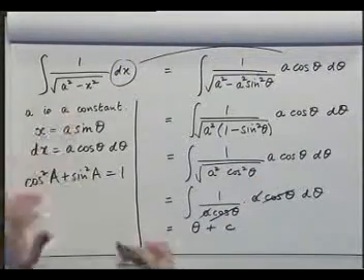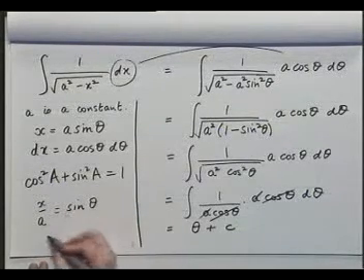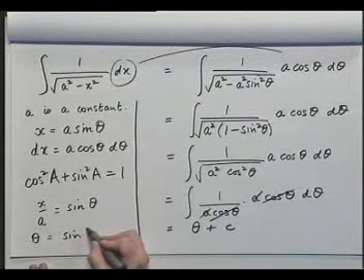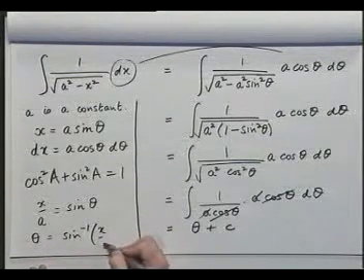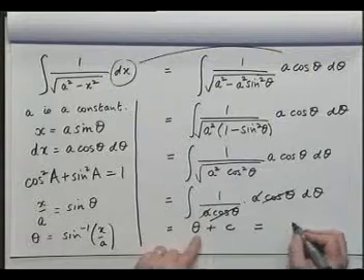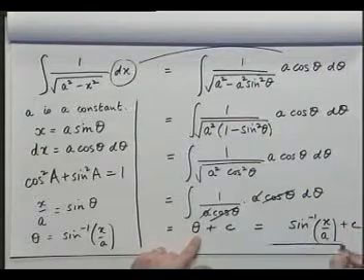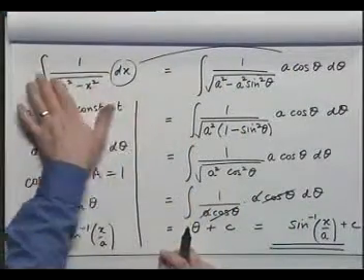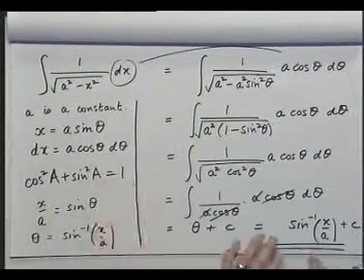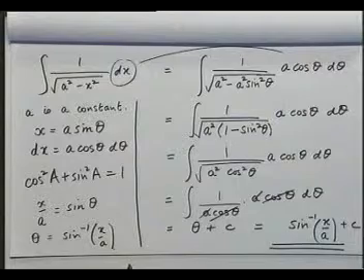Just to return to the original variables, given that x was a sine theta, then clearly x over a is sine theta. So theta is the angle whose sine is, or sine to the minus 1, of x over a. So replacing the theta with sine to the minus 1 of x over a, we'll get this result. And this is a very important standard result, that if you want to integrate 1 divided by the square root of a squared minus x squared, the result is the inverse sine, or the sine to the minus 1, of x over a plus a constant of integration.